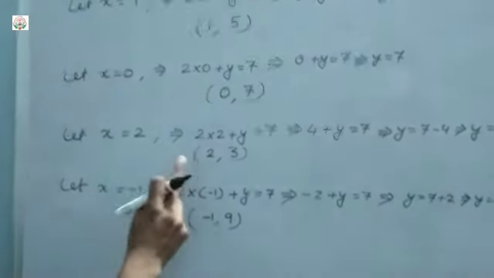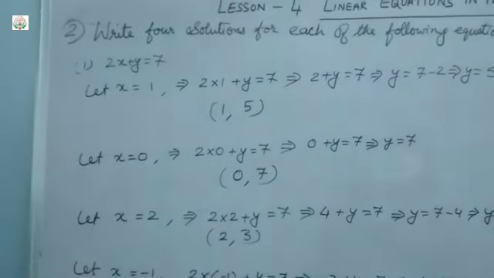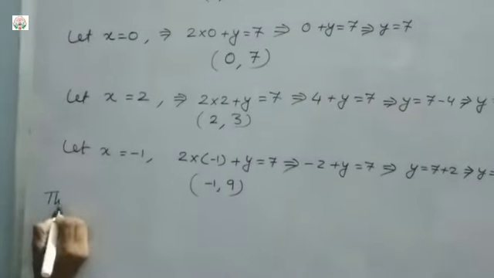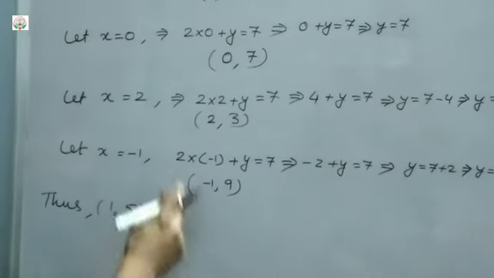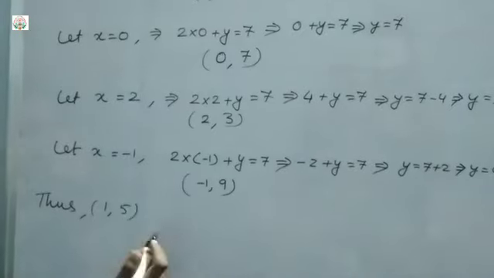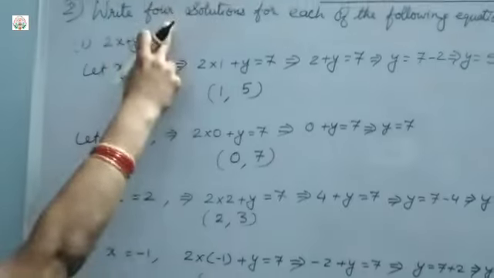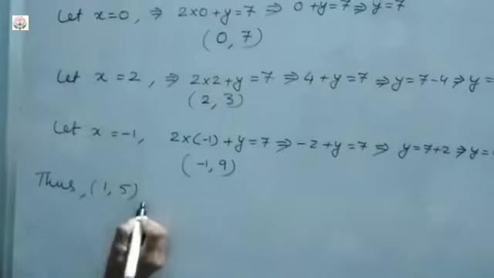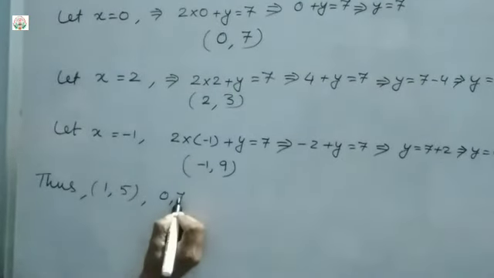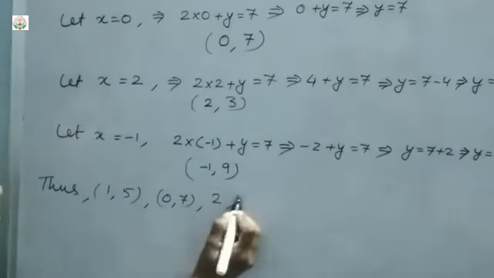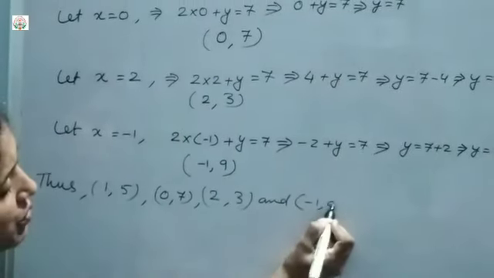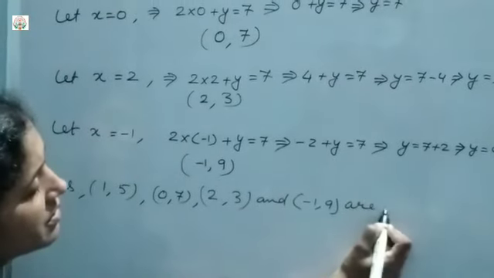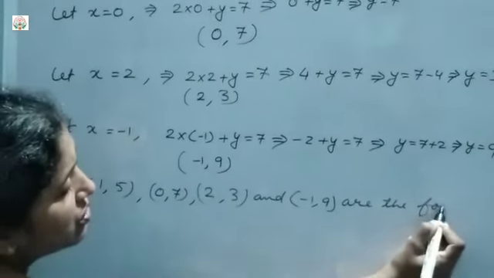Okay. So how many solutions did we get? 1, 2, 3, 4. And we are supposed to find how many solutions? 4 solutions. So you can write thus 1, 5. Likewise, any number of solutions you can find. But here according to the question we have 4, so we will find only 4. So now 0, 7, 2, 3 and minus 1, 9 are the 4 solutions.